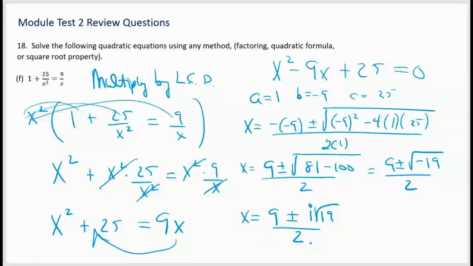Now, y'all, you know the square root of 19 is not going to simplify because it's prime. So my 2 answers are x is equal to 9 minus i square root of 19 over 2. The other one is x is equal to 9 plus i square root of 19 over 2. You could also write that as 2 separate fractions, like 9 halves minus i square root of 19 over 2, and the same thing with that one.